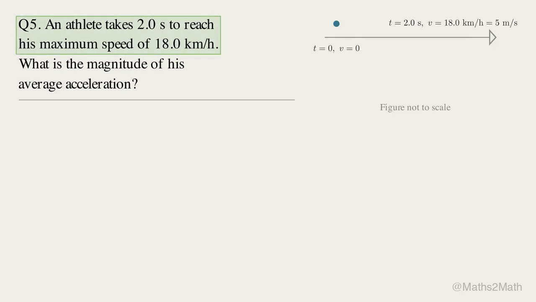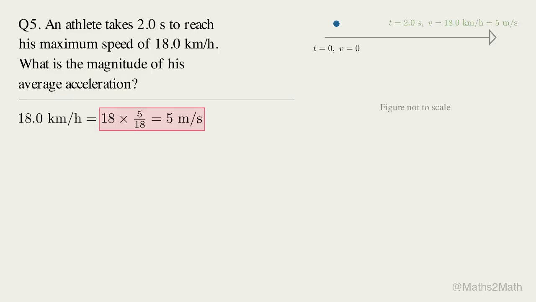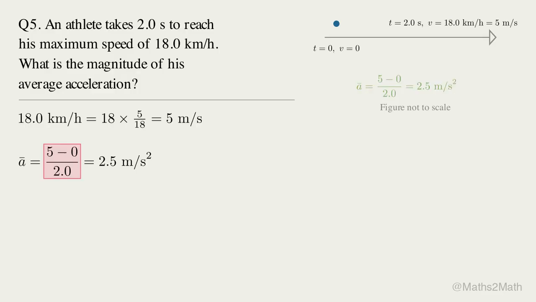Question 5. An athlete takes 2 seconds to reach his maximum speed of 18 kilometers per hour. What does this mean? Average acceleration is the change in velocity over the time taken, once units agree. First convert. 18 kilometers per hour is 18 times 5 by 18, which is 5 meters per second. He goes from rest to 5 meters per second in 2 seconds. Average acceleration 2.5 meters per second squared.